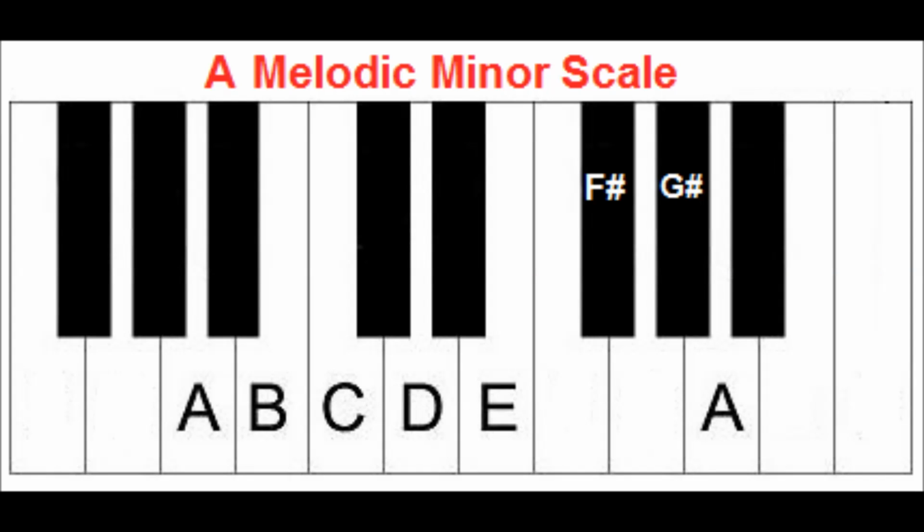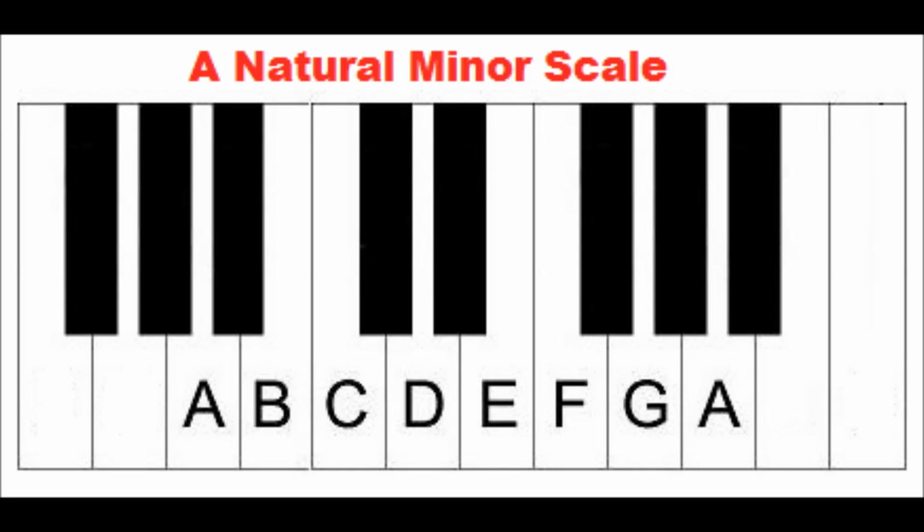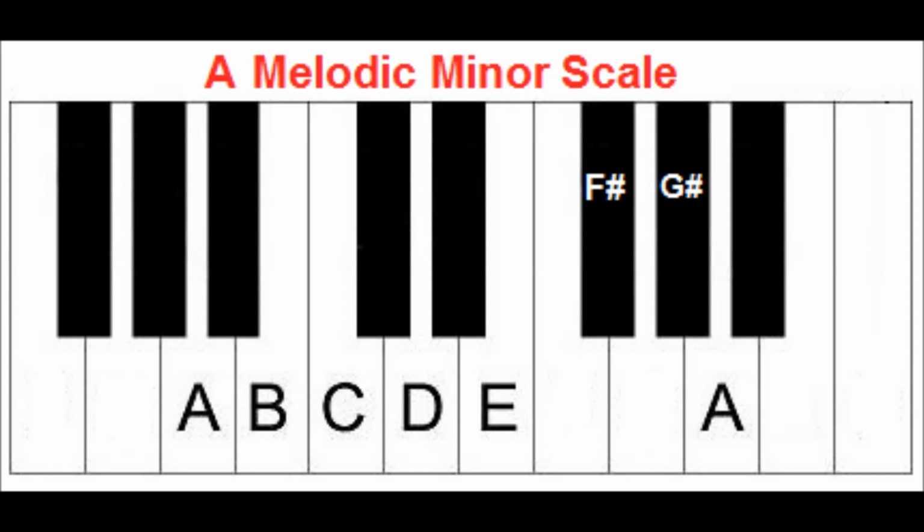This takes us to the melodic minor scale. For this scale, the sixth and seventh notes of the natural minor scale are raised by a half step. For instance, the notes of the A natural minor scale, as we've seen, are A, B, C, D, E, F, G, A. To form an A melodic minor scale, all we do is raise F and G by a half step. This results in A, B, C, D, E, F sharp, G sharp, A.